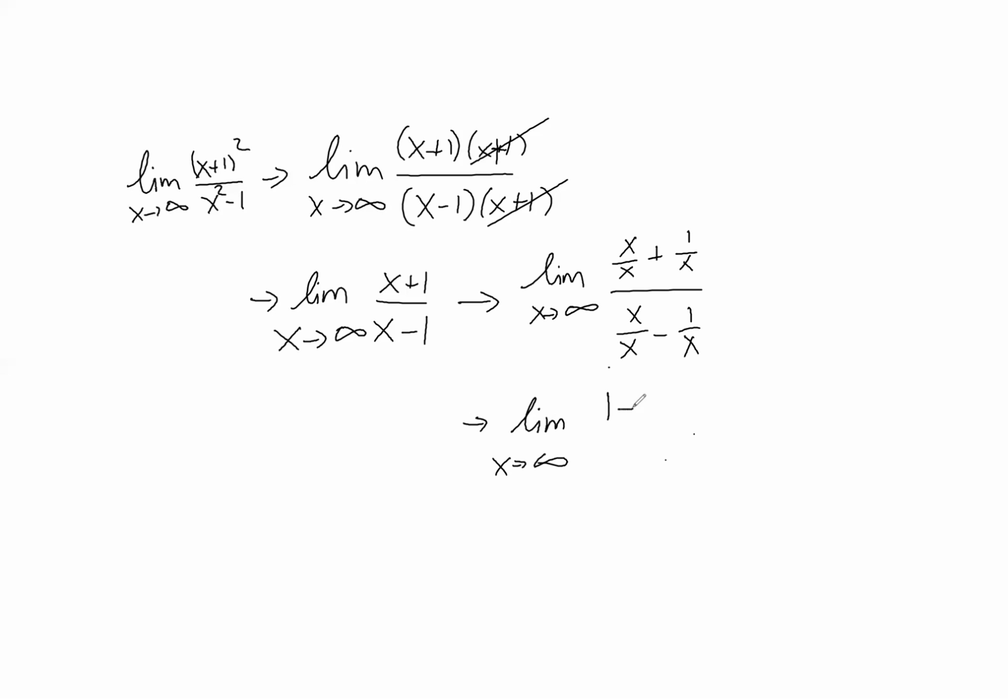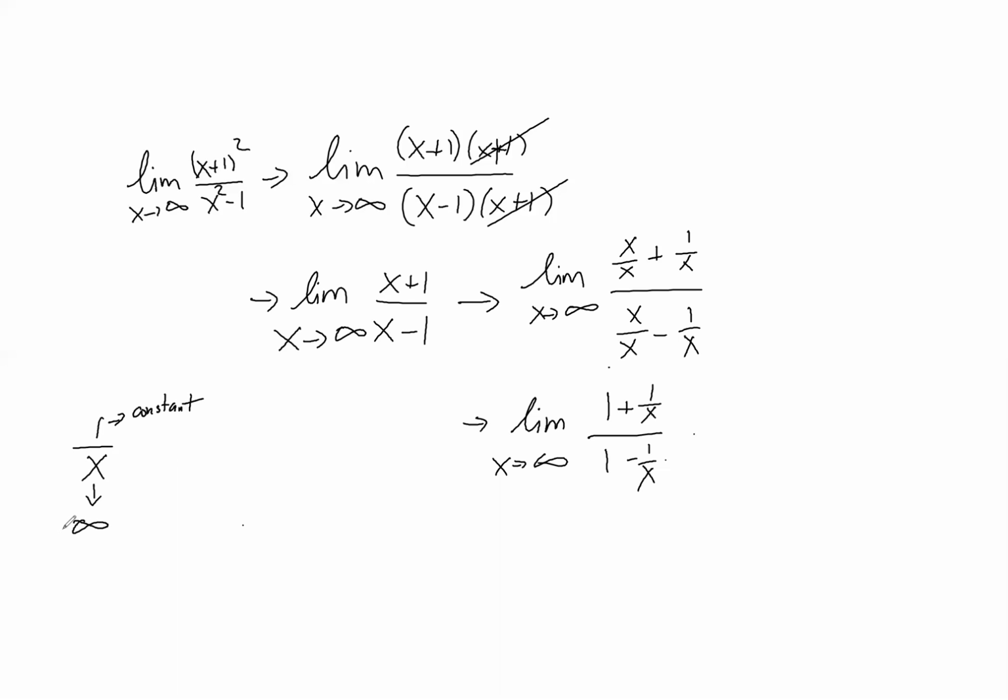If we have 1 plus 1 over x over 1 minus 1 over x. Now we can find the limit. Why is that? I'm going to do it over here. If you look at this expression, on the top, the numerator is a constant, divided by this number, which is something approaching infinity. That means it gets bigger and bigger.